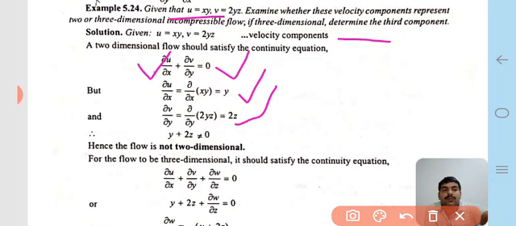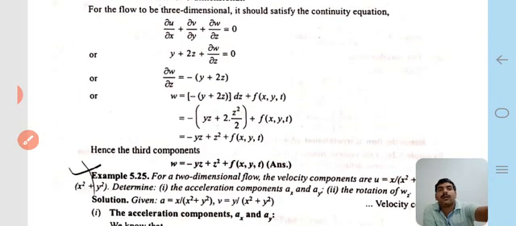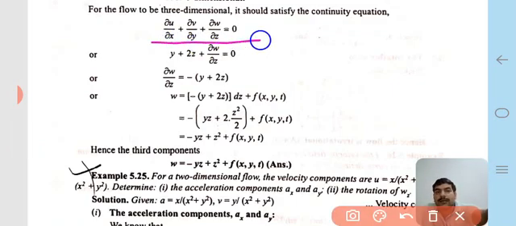Now, for the flow to be three-dimensional, it should satisfy the continuity equation, that is del u upon del x plus del v upon del y plus del w upon del z is equal to 0, where u, v, w are the velocity components along the x, y and z axes respectively.